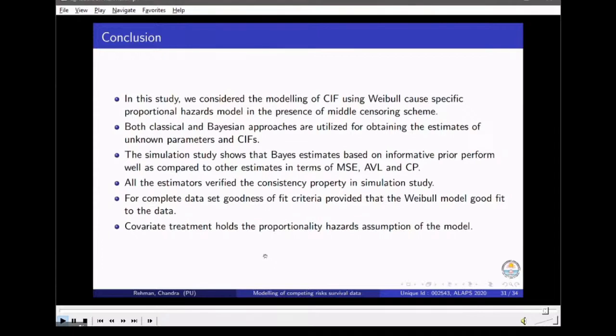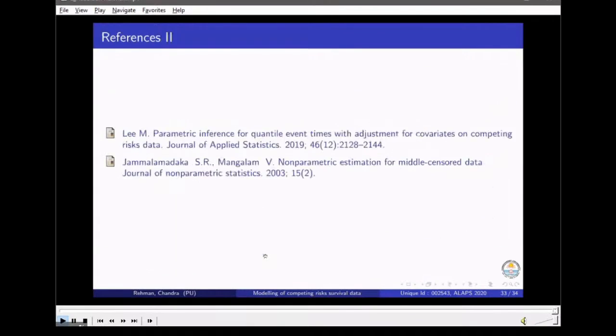All the estimators verified the consistency property in the simulation study. For the real dataset, goodness of fit criteria showed that the model is a good fit to the data, covering the proportional hazard assumption of the model. These are some references. Thank you.